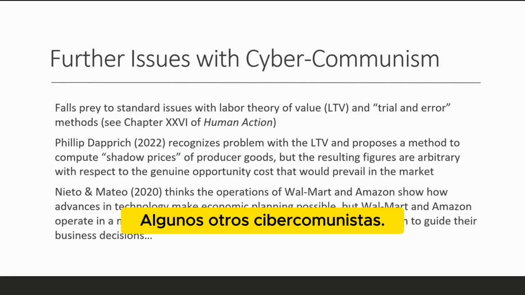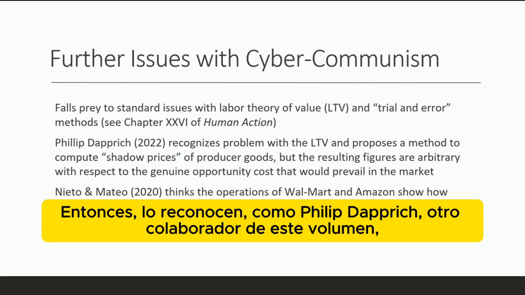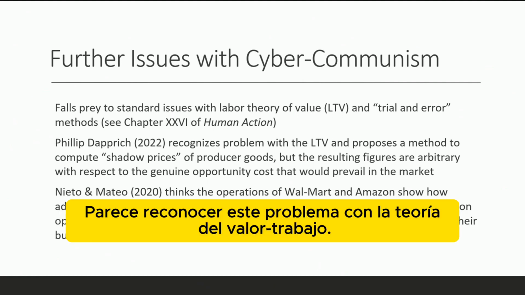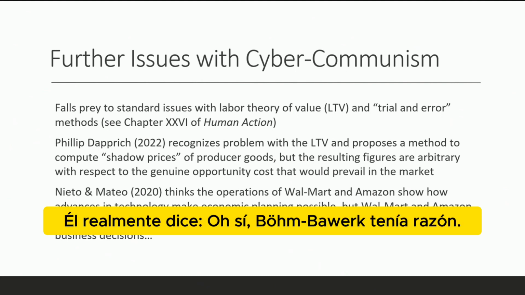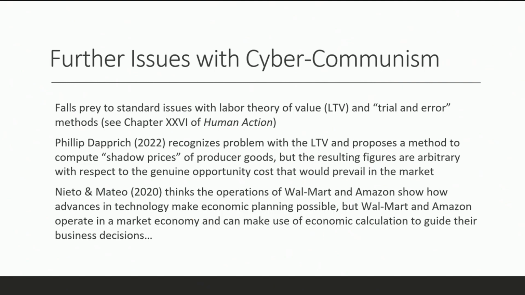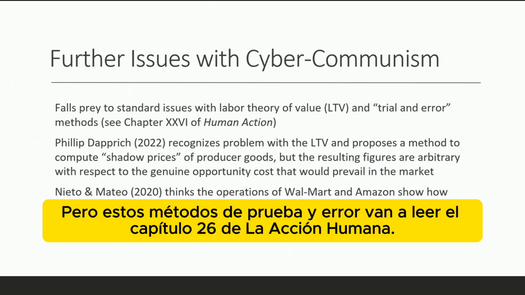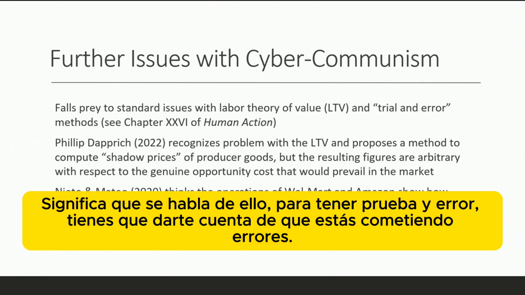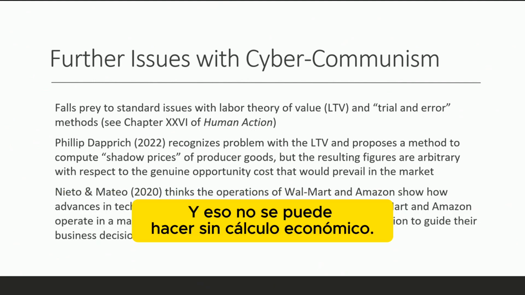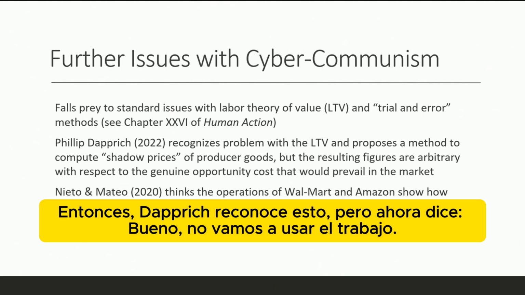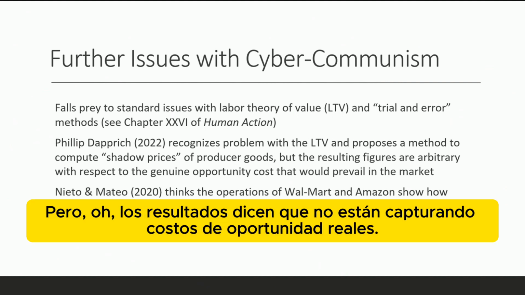Some other cyber communists acknowledge it. Philip DePreach, another contributor to this volume, seems to acknowledge this problem with the labor theory of value. He actually says, oh yeah, Böhm-Bawerk was right. I'm like, oh good, we're making progress. But these trial and error methods, go read chapter 26 of Human Action. Mises talks about how to have trial and error, you have to realize you're making errors, right? And you can't do that without economic calculation. So DePreach acknowledges this, but he's like, okay, we're not going to use labor, we're going to use shadow prices. But the resulting figures aren't capturing genuine opportunity costs, they're just arbitrary.